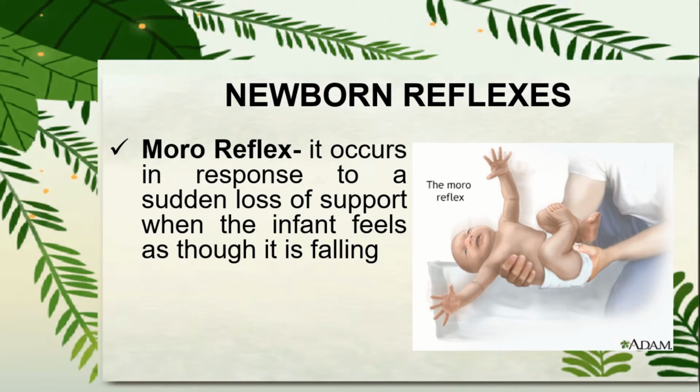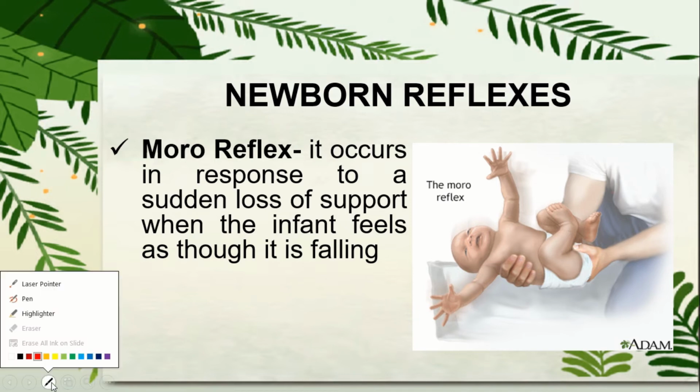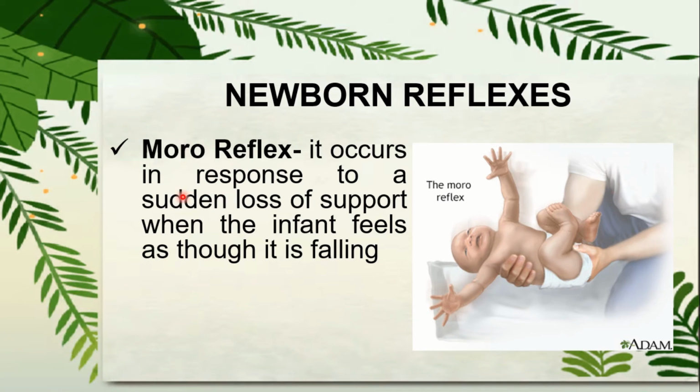So two of these reflexes are what we call the moro reflex and the grasping reflex. So when we say moro reflex, it occurs in response to a sudden loss of support when the infant feels as though it is falling. So it is an instinctive behavior that is normally present in an infant from birth up until 3 or 4 months of age. So it involves three distinct components. So suddenly spreading out arms, bringing the arms back in toward the body, and usually crying.